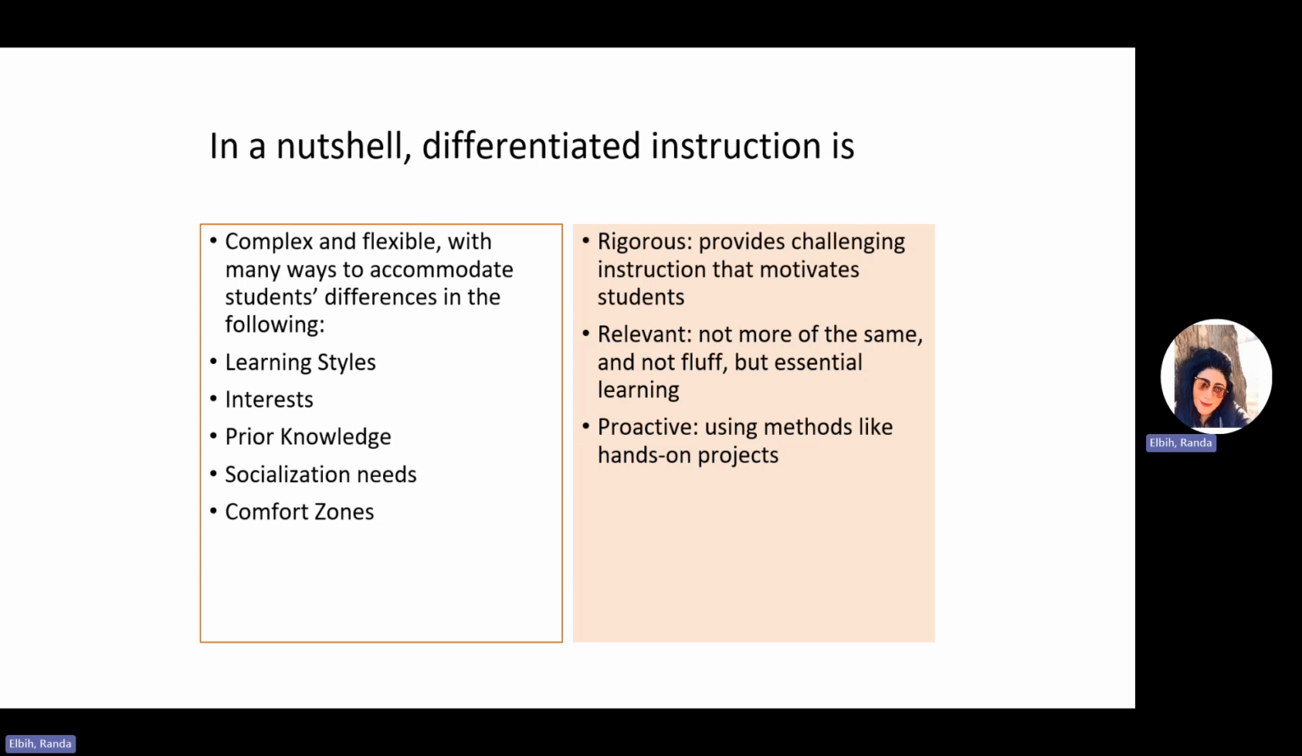So students differ in learning styles, interests, prior knowledge, socialization needs, and comfort zones, okay? It is rigorous, so it provides challenging instruction that motivates all the students. It is relevant, so not more of the same and not fluff, but essential learning. And it's proactive, so using methods like hands-on projects, okay?